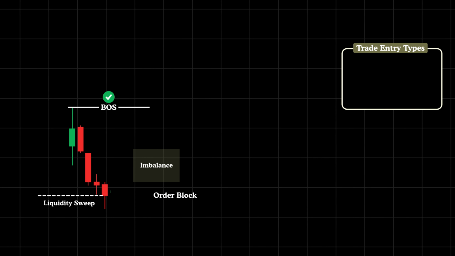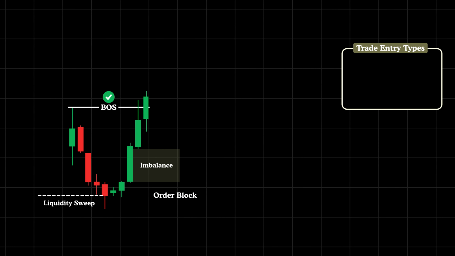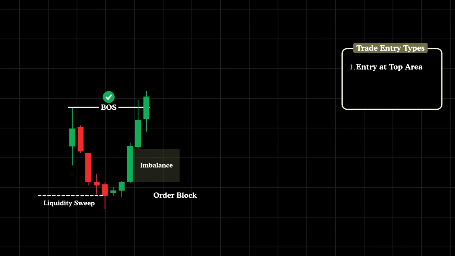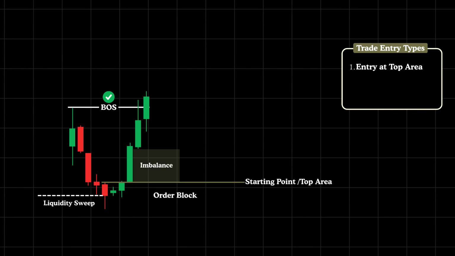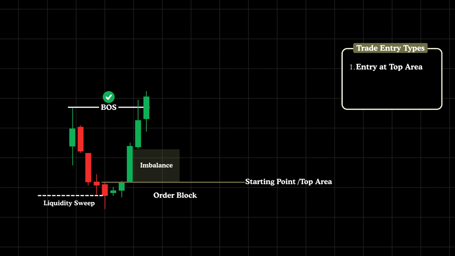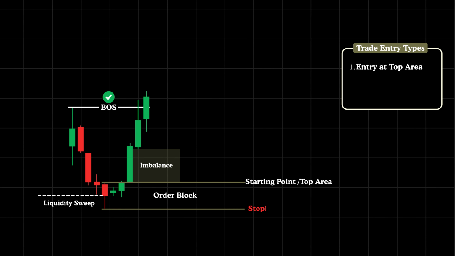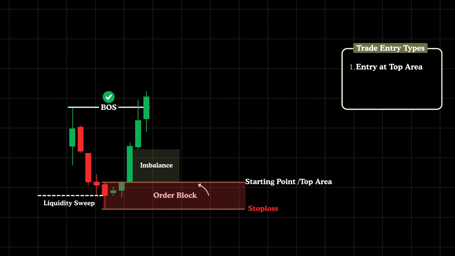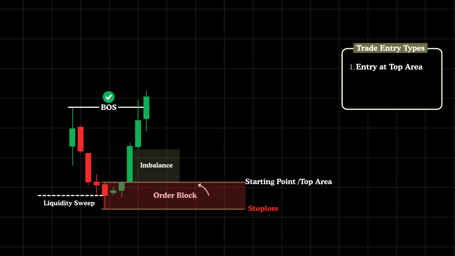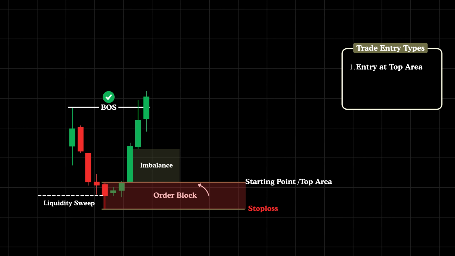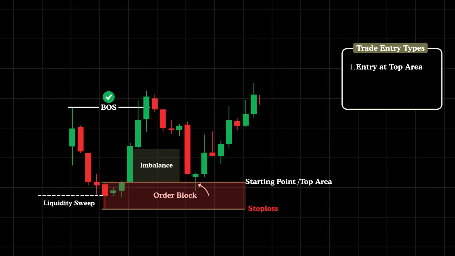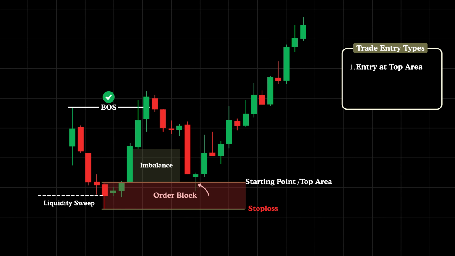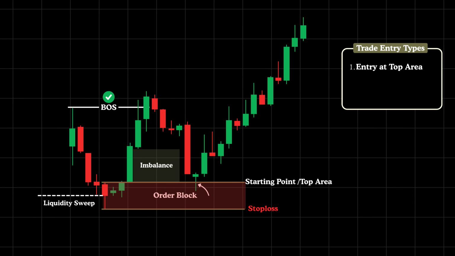There are 3 types of this. Number 1, entry at the top area. You can use this order at the starting point of the order block to make your entry. Place your limit orders around this area, keeping your stop loss below the low of the order block candle. This ensures that if the price comes down and forms a long lower wick candle and goes back up after tapping this area, your trade entry won't be missed since your limit order is already in place.